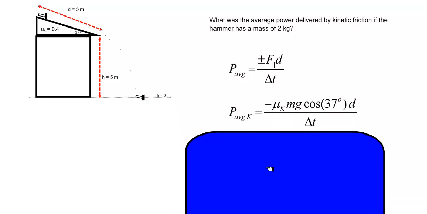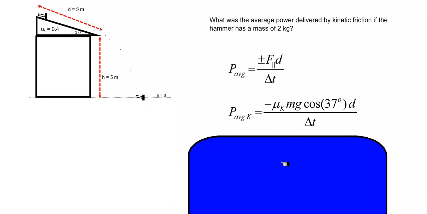If you haven't watched the last video, we calculated what that top number should be. That's essentially this portion, this mu k mg cosine 37 degrees. That is the magnitude of the frictional force, mu k, times what's substituted in for Fn, times the distance. That will be this 5 meters here, the distance the force is applied over, and we need to simply find the time that the force is applied over to calculate the average power. So the time from when the hammer is at the top to when the hammer is at the bottom of this roof. So how are we going to get the time? It's not given in the problem.